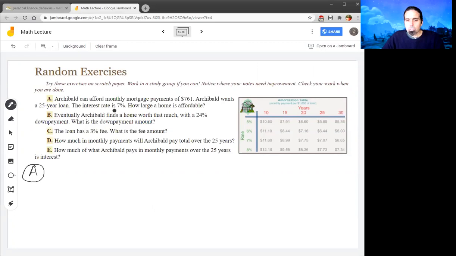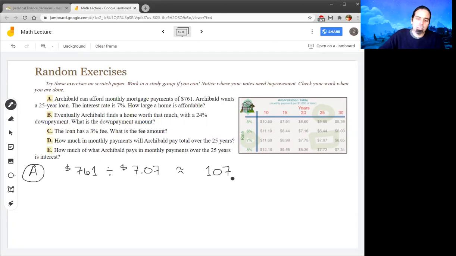Archibald can afford monthly mortgage payments of $761. He wants a 25-year loan, and the interest rate is 7%. So $7.07 is the number from the table. We're wondering how many times can he pay that if he had a bag full of money that was $761. So it's about 107 times.